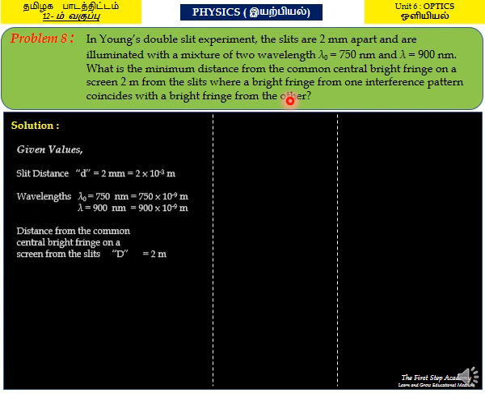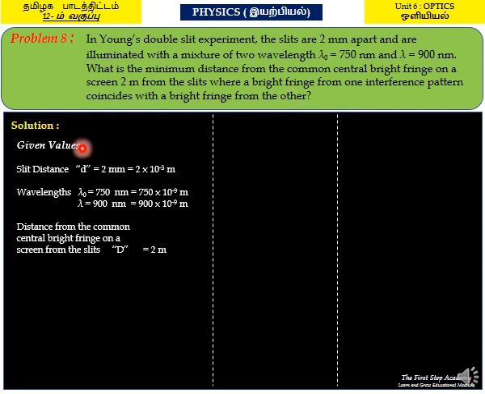So now as usual we'll take the given values from the problem. Given values are the slit distance, small d, which is 2 millimeter, where we can write in terms of meter as 2 into 10 power minus 3 meter. Now the two wavelengths: one is called lambda naught, another one is called lambda, where lambda naught is 750 nanometer, in terms of meter 750 into 10 power minus 9 meter, and lambda is 900 nanometer, in terms of meter 900 into 10 power minus 9 meter. And also the distance between the slit and screen, capital D, is given as 2 meter. Right? So this is the question.